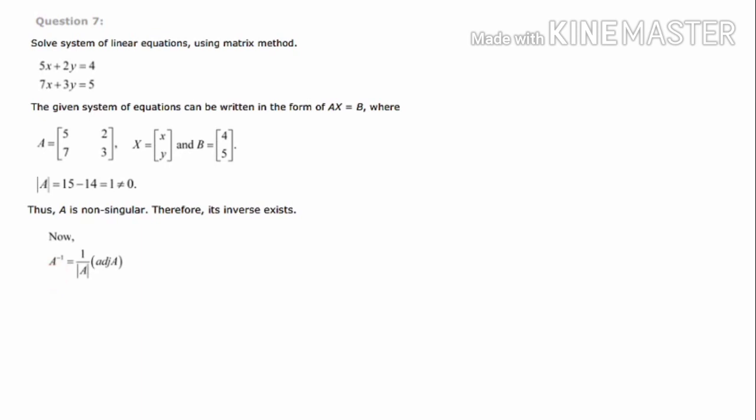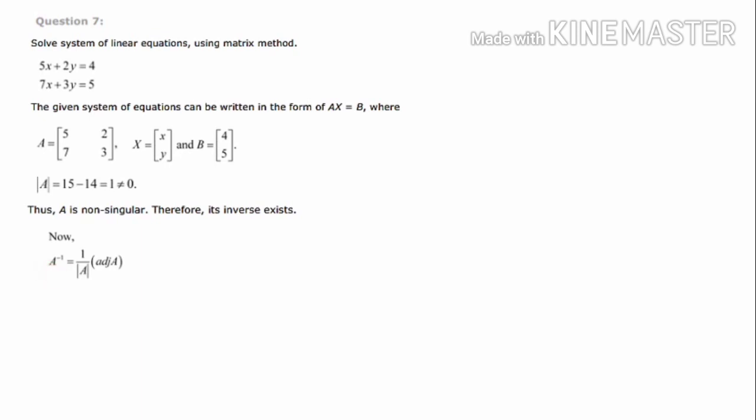Now we can calculate A inverse. Why are we calculating A inverse? Because we are going to solve the system of linear equations. To solve a system of linear equations we have to use the formula X is equal to A inverse into B. For that purpose A inverse is necessary. That's why we are calculating A inverse.